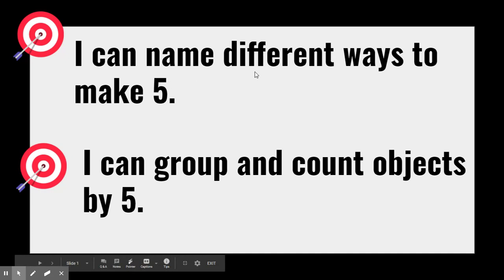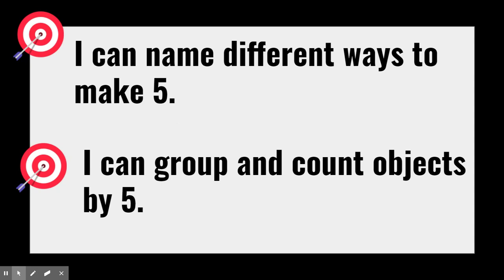I can name different ways to make 5. So kindergartners are going to be able to name different ways to make 5. And that is the same target as yesterday. So you are going to continue naming different ways to make 5.